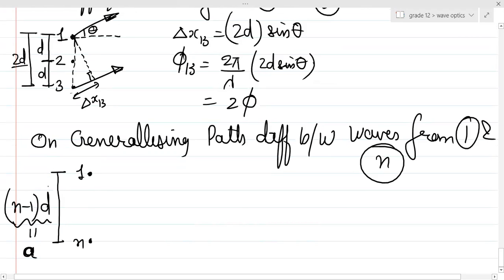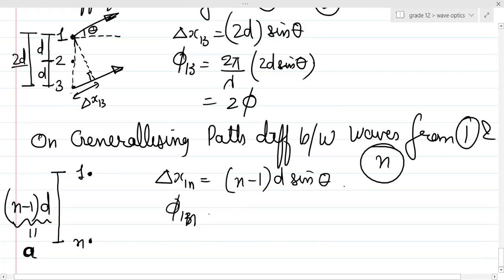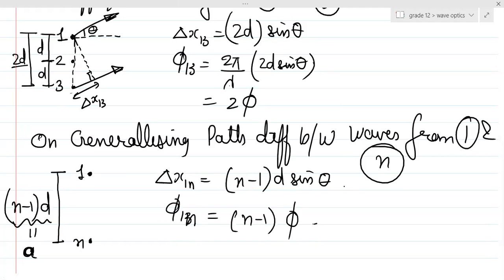Yes, sir, the slit width. The slit width is basically this. So if I generalize, the path difference between 1 and n will become n minus 1 into d sine theta, and the phase difference between 1 and n will be basically n minus 1 times phi. This is how I generalize it. Is it clear? Is it clear, guys? Yes, sir.